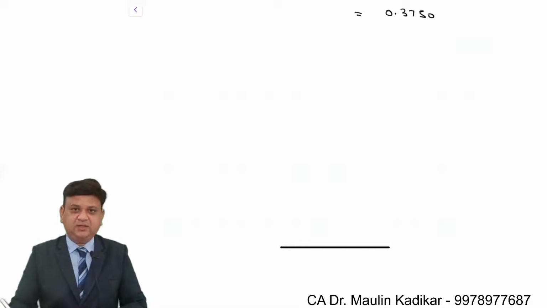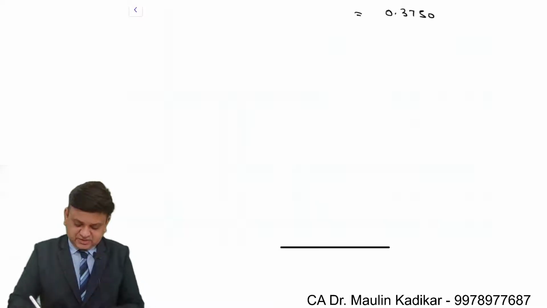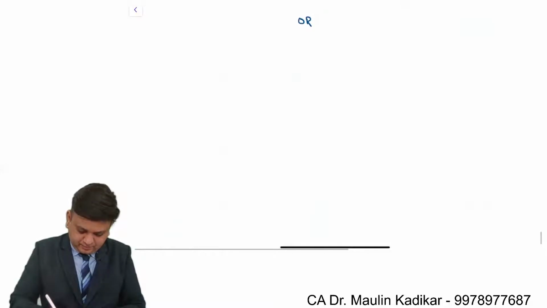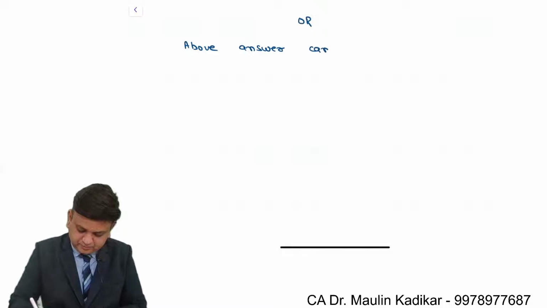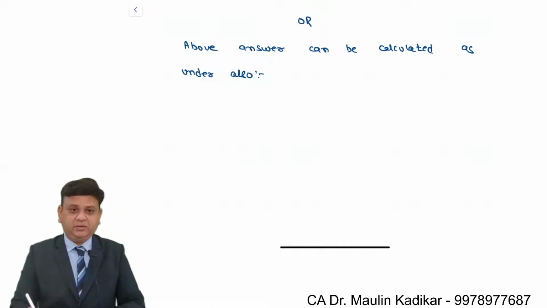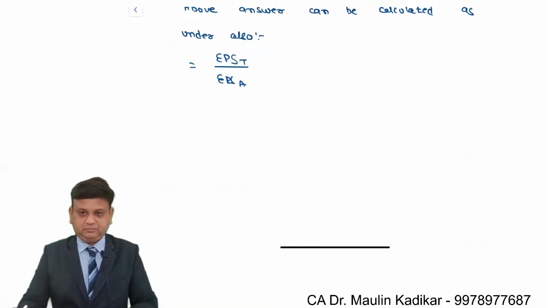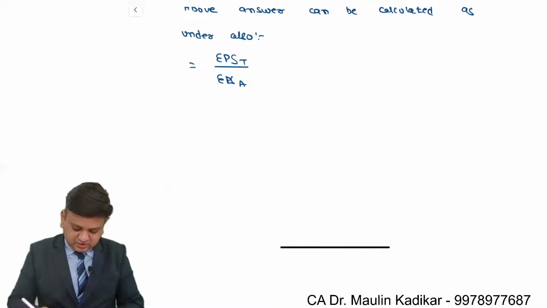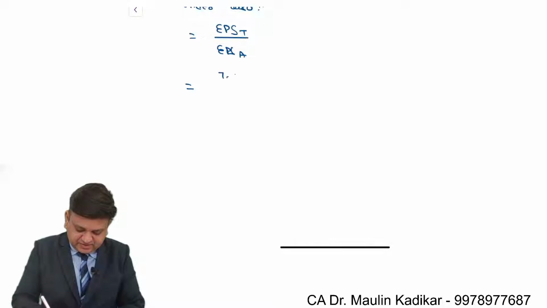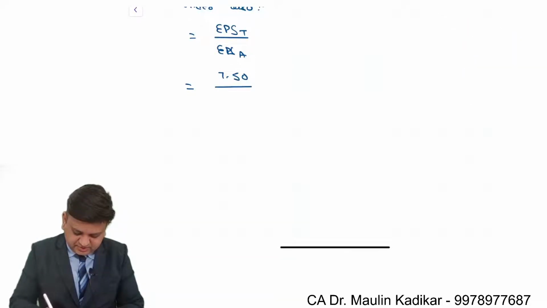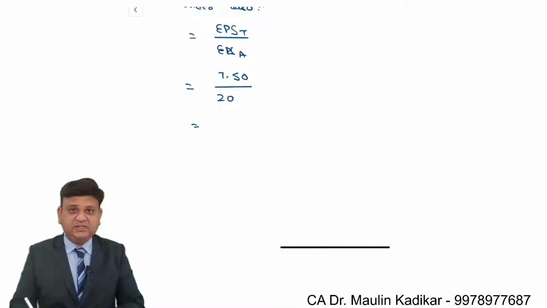So just understanding the explanation of the small formula, at the same time we are writing the answer. Write down: the above answer can be calculated as under also. In that write down EPS of the target company divided by EPS of the acquiring company. Please write down the answer along with me. EPS of the target company is 7 rupees 50 paise upon EPS of the acquiring company is 20 rupees. The answer is 0.375.